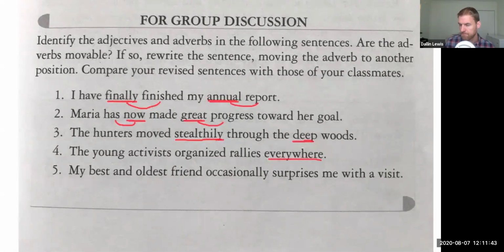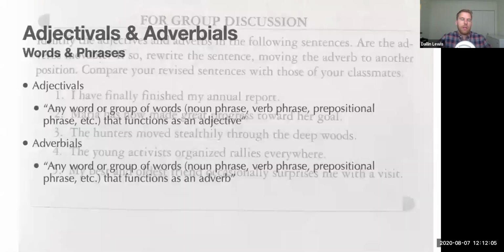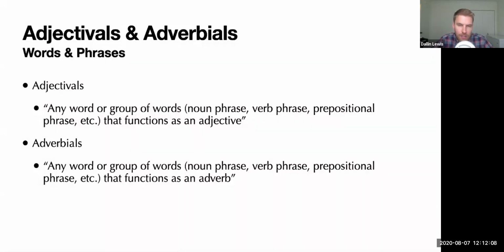My best and oldest friend occasionally surprises me with a visit. Occasionally, my best and oldest friend surprises me with a visit. My best and oldest friend surprises me occasionally with a visit. It's pretty movable. So, all right, let's erase those. Okay, let's move on. Now, with adjectives and adverbs, like nouns and verbs, we have to go beyond thinking of them as single words. And instead, we have to think of how groups of words can function as adjectives and adverbs. And these we call adjectivals and adverbials.